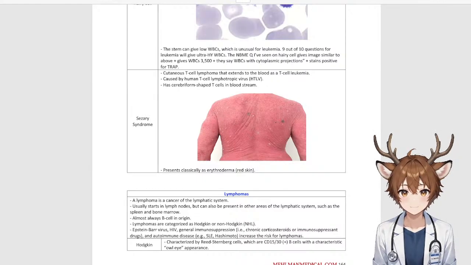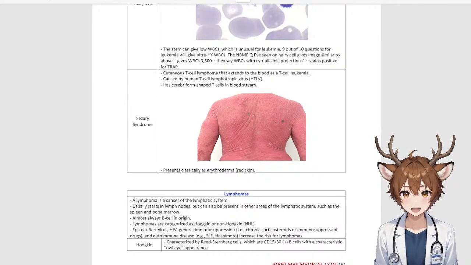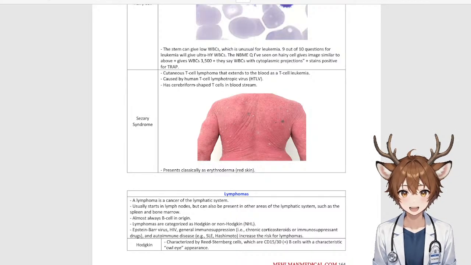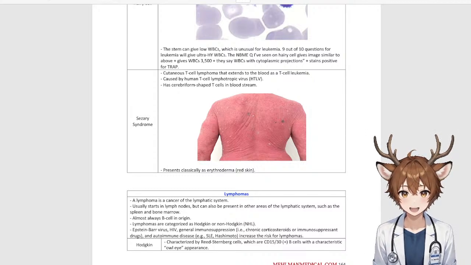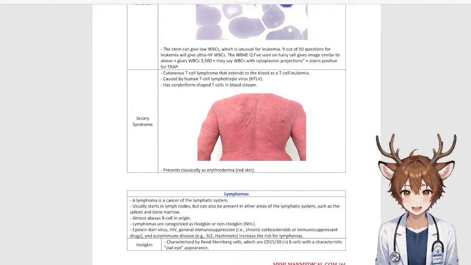Sézary syndrome. Cutaneous T-cell lymphoma that extends to the blood as a T-cell leukemia caused by human T-cell lymphotropic virus, HTLV, has cerebriform shaped T-cells in the bloodstream, and presents classically as erythroderma, red skin.